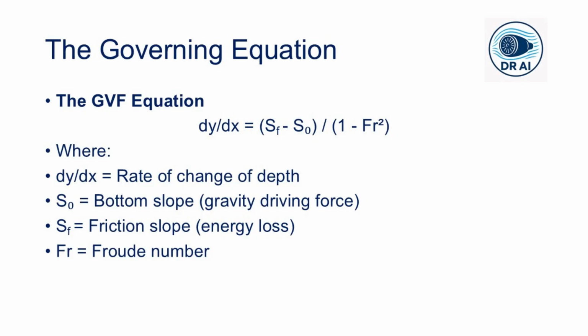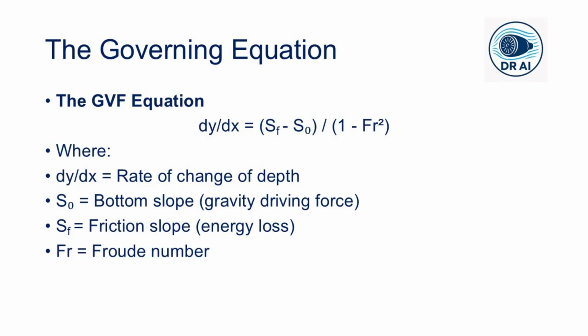The third one is S_f, which is the friction slope. This is the slope of the energy line, representing the rate of energy loss due to friction. For uniform flow, we know that S_f must be equal to S_0, but here they are different. Fr² is the square of the Froude number. This brings in the flow regime, whether the flow is subcritical or supercritical.